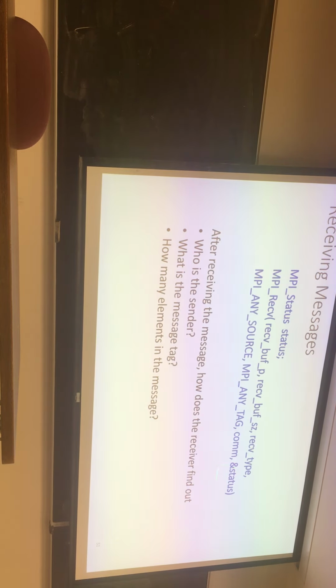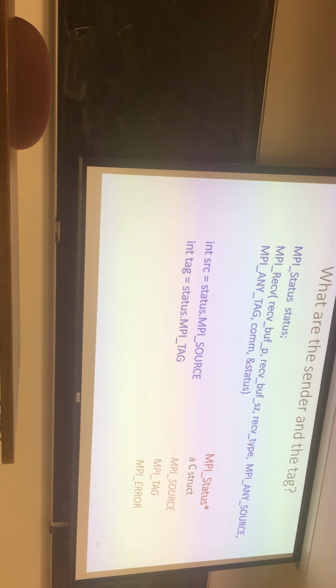So the trick is to use this MPI_Status here. MPI_Status is basically a C structure. So first you declare that data type here, and you pass the pointer to that structure to this receive function. After the receive function returns, you can use this command: source equal to status.MPI_SOURCE, and tag equal to status.MPI_TAG. So this status is coming from here.